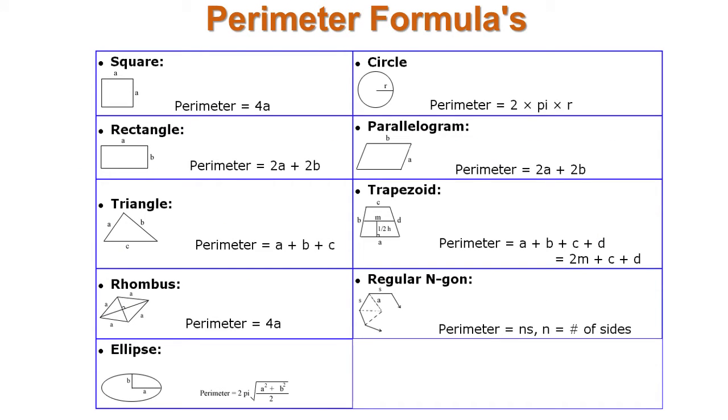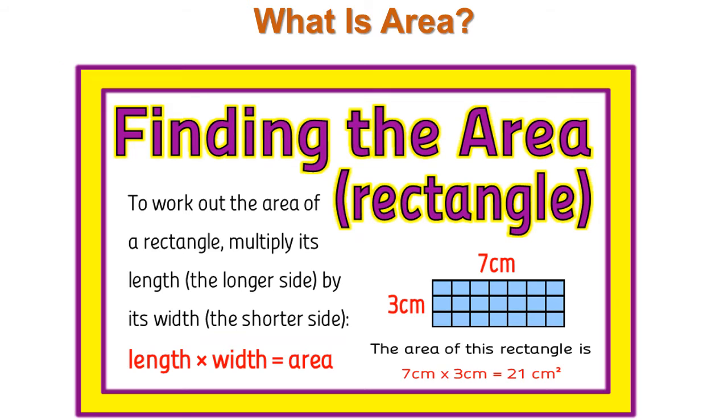Perimeter formulas we have here. For a square, the formula is that: square, circle, rectangle, trapezoid, rhombus. You can check from here.